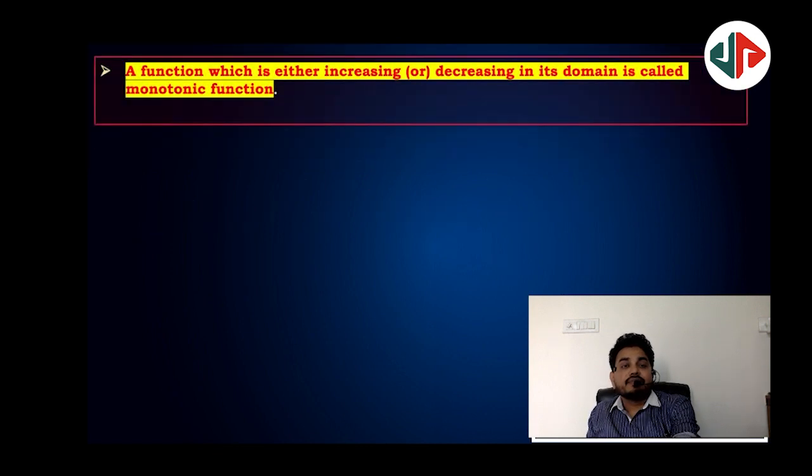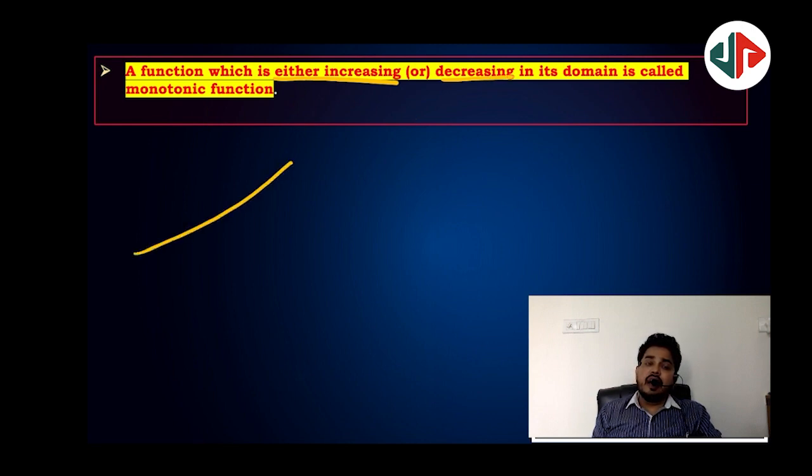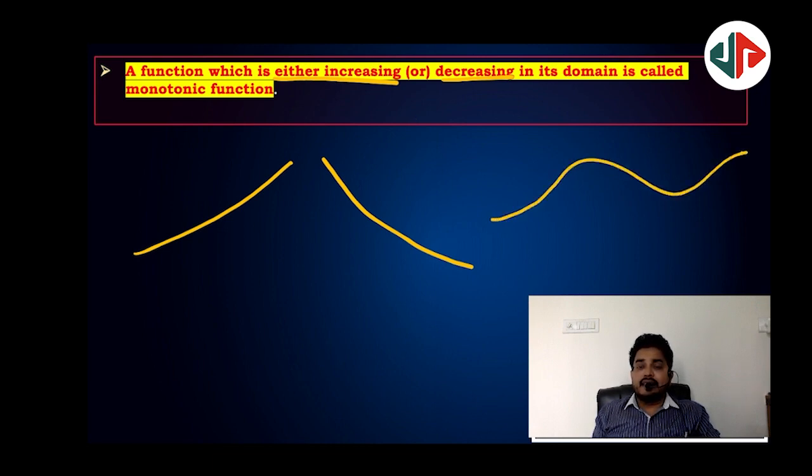Next, a function which is either strictly increasing or strictly decreasing, we call it a monotonic function. If you take increasing, then decreasing, then increasing, this is not a monotonic function. These two are monotonic functions. Okay?